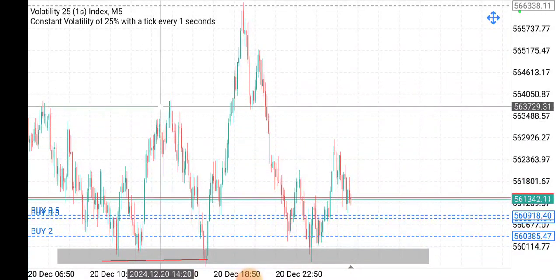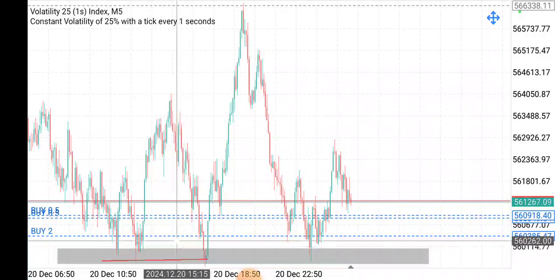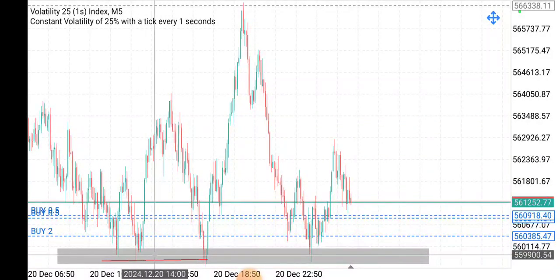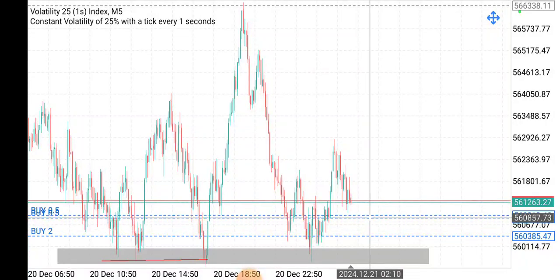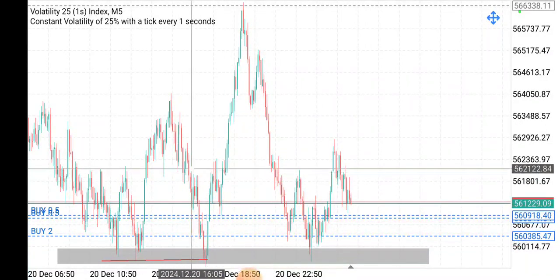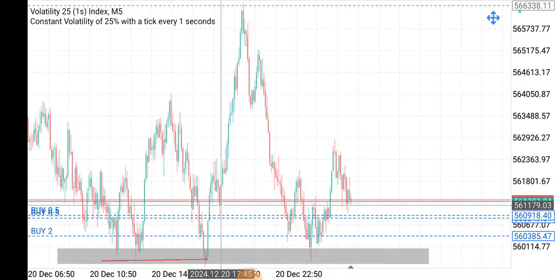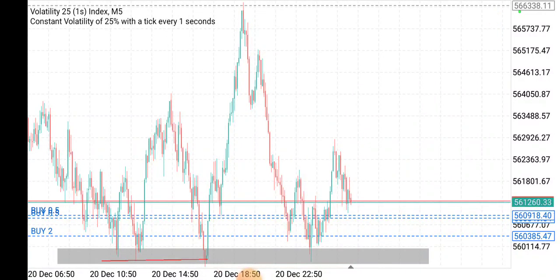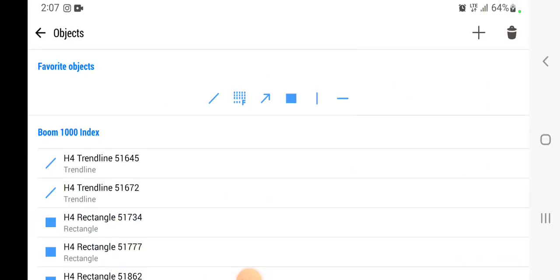Then the second thing, if it had been that this liquidity sweep swept over an order block that was not valid, I wouldn't have even taken this trade at all. So that is the first thing on my checklist.